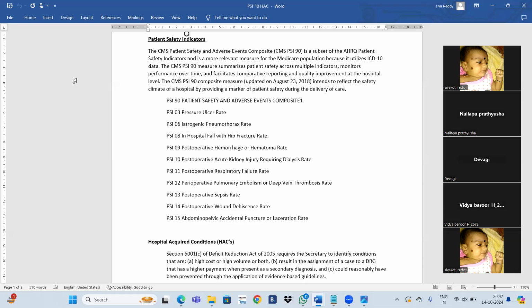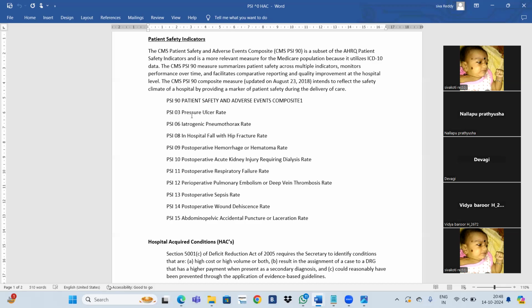If they make mistakes in this safety and quality, then to improve the quality and safe treatment of the patient, the indicators were developed. If these conditions develop while the patient is in the hospital, during treatment at the time of hospitalization, you need to consider it a patient safety indicator. Suppose pressure ulcer rate: you were admitted with a stage 3 pressure ulcer, and during the hospital stay the stage increased. It moves to 4 or 5. Whose mistake is that?